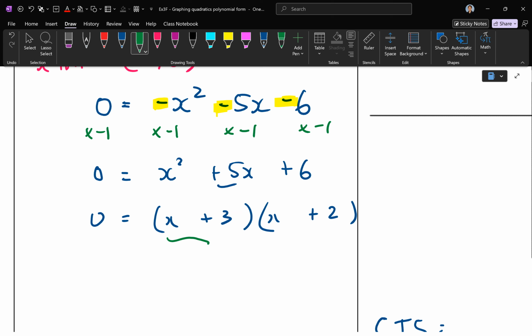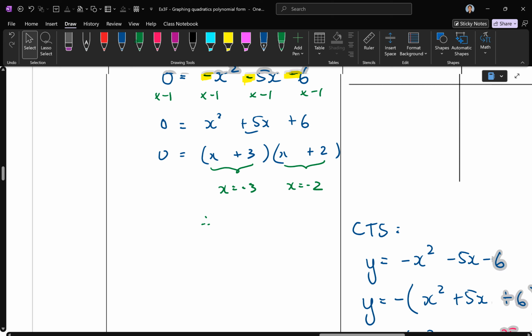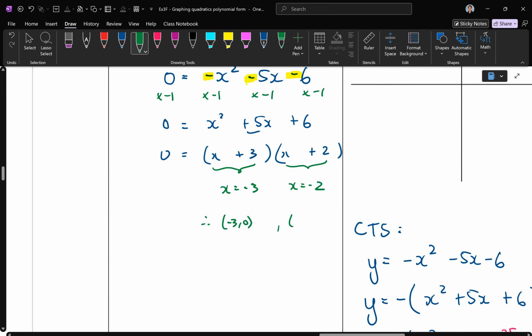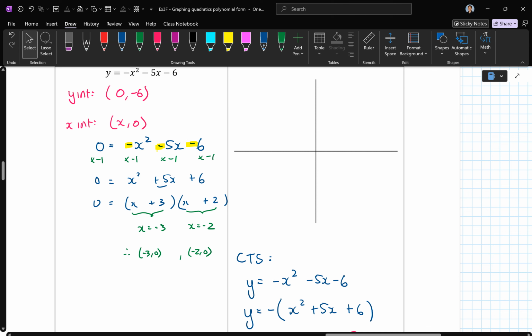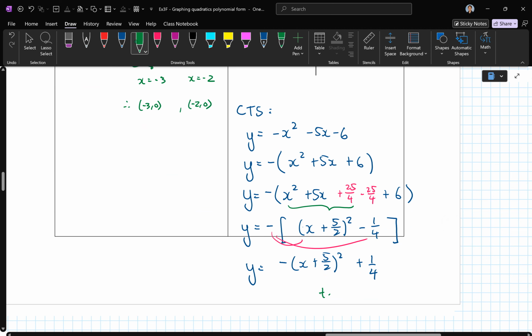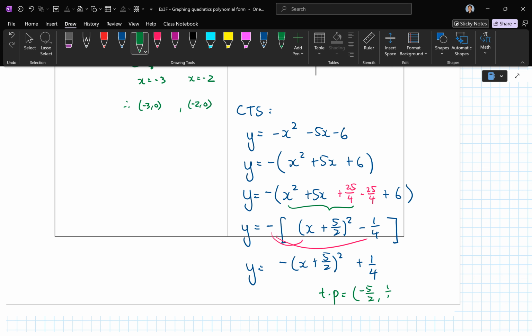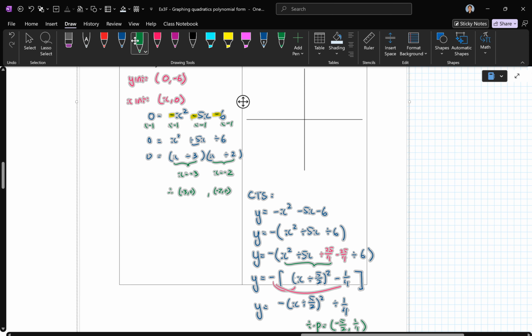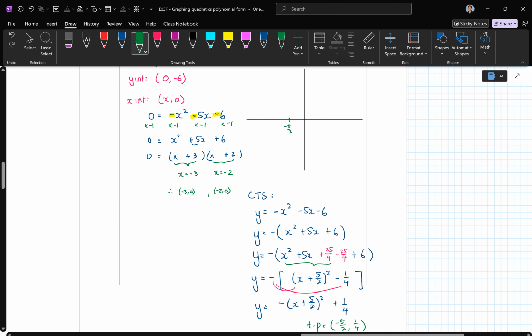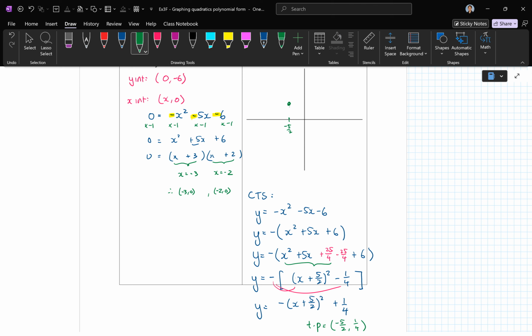So let's solve. You should have got x equals negative 3 and x equals negative 2. So therefore, negative 3, 0, negative 2, 0. Y-intercept is at negative 6. And turning point, I got by completing the square: left by 5 on 2 and up by a quarter. So that means negative 5 on 2, up by a quarter, let's just say it's around here, and you've got negative 2, negative 3.